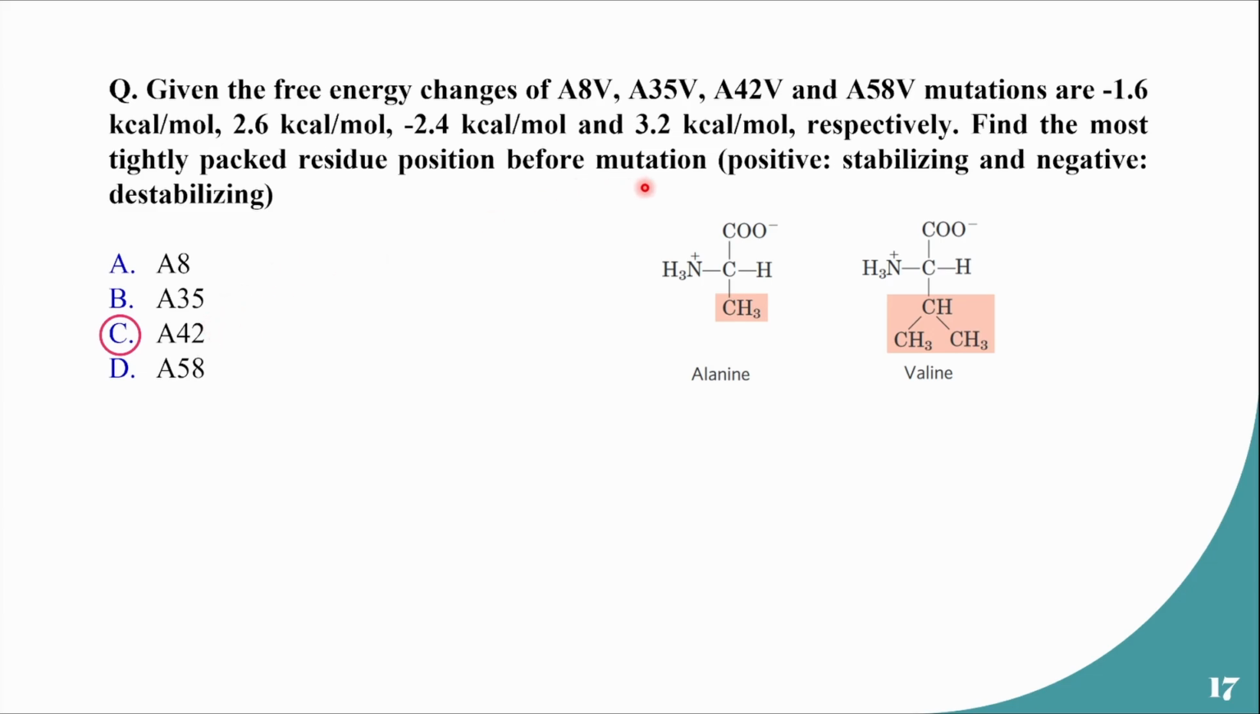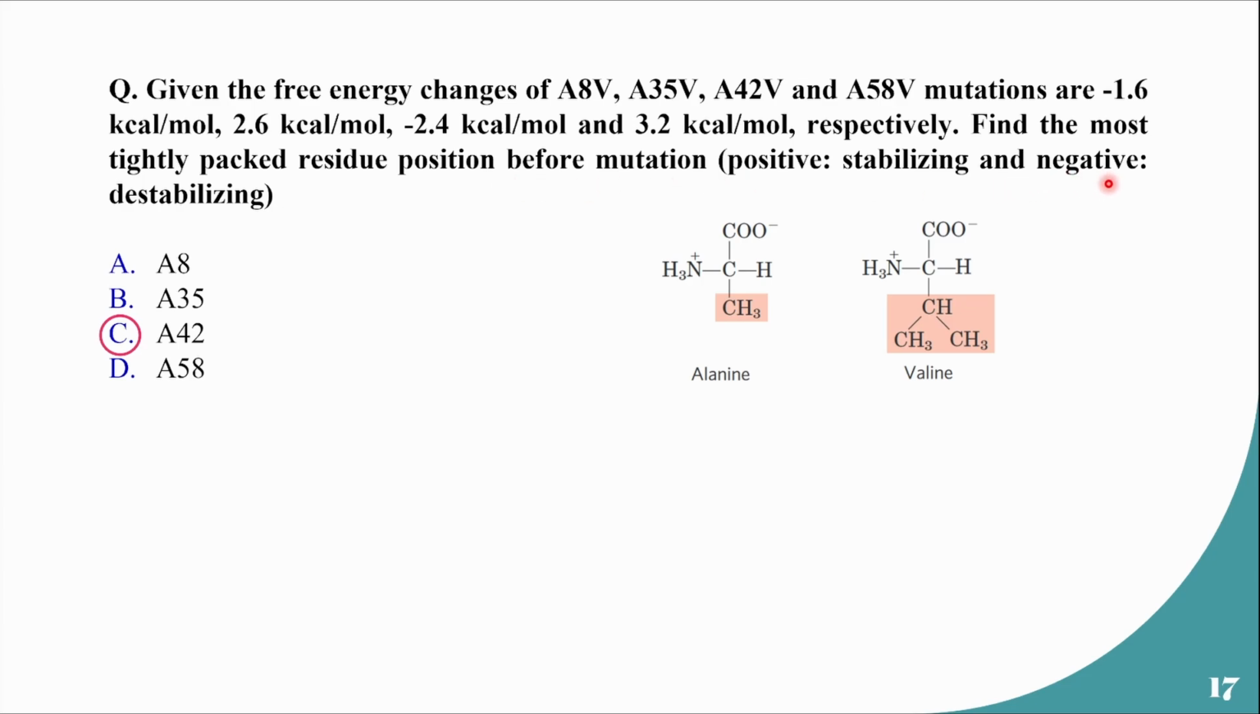Now, why is that? Basically, we have to find out which of these, since it was already aligned into valine mutation, it was already tightly packed in that position. So which one of these mutations creates the most steric hindrance? That will be, of course, the position that was the most tightly packed, right? Because if it was the most tightly packed, then it would create the most steric hindrance. So that means which of these mutations is the most destabilizing.